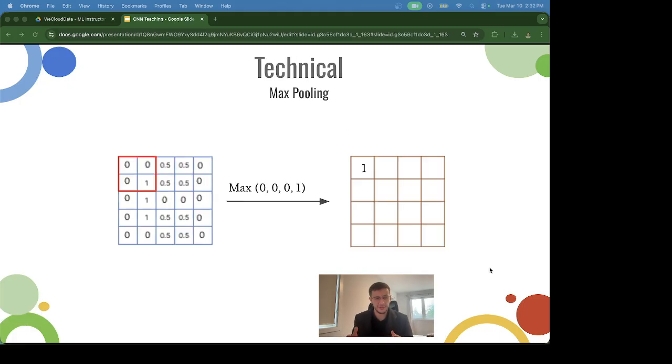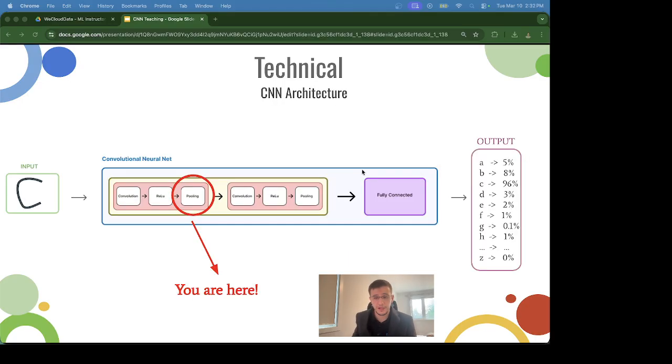Max pooling, the other fundamental concept in a convolutional stack. You take a sliding window approach, and you look at the maximum value, and that's it. That's what you do. You slide it again, you take the maximum value. So that's it. You have done the convolution, the ReLU, and the max pooling.